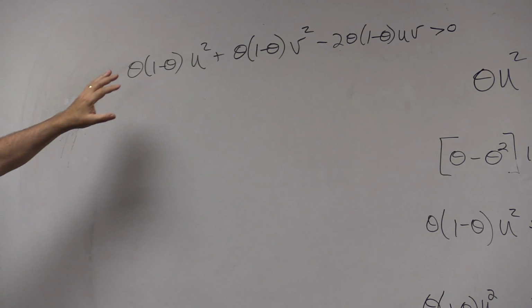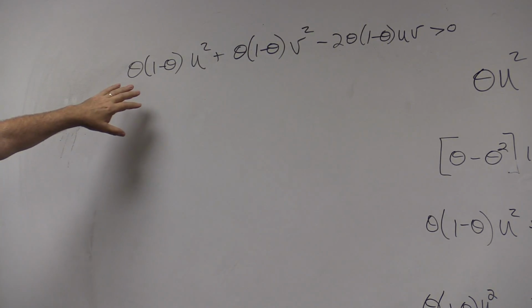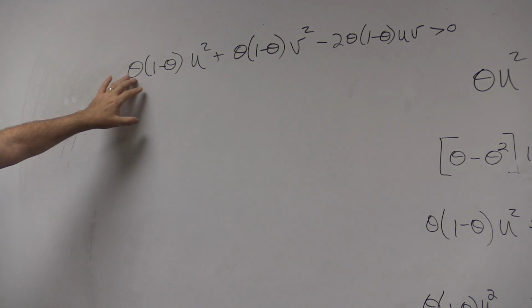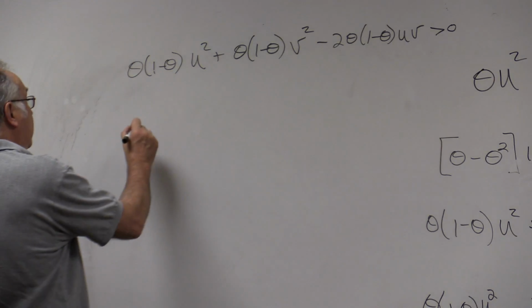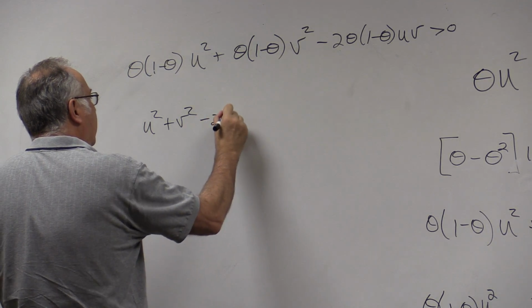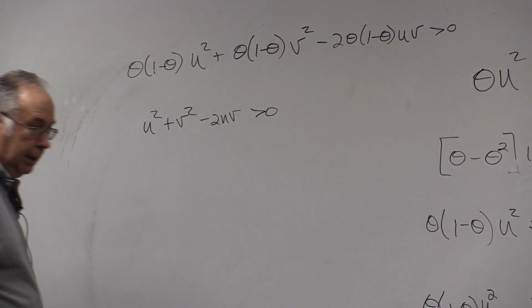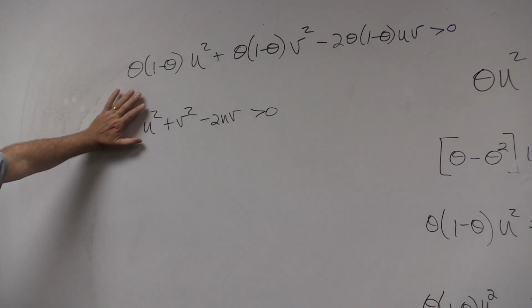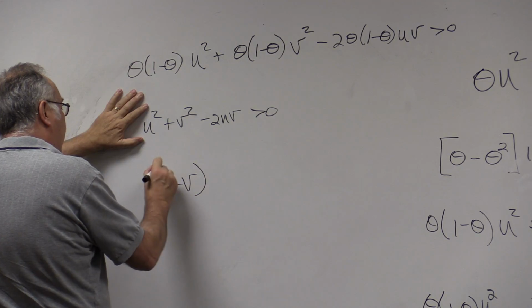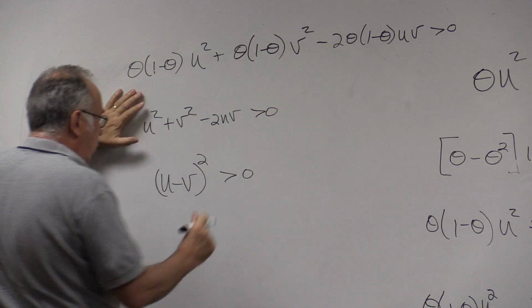Now notice you could divide through this equation by theta times 1 minus theta. Because theta is between 0 and 1, so these things will always be positive. So you could divide through both sides by that, and then the equation would just reduce to this: u squared plus v squared minus 2uv. Is that always greater than 0? And the answer is yes, because what does this reduce to? What is u squared plus v squared minus 2uv? It's just u minus v squared. And that must be greater than 0 because u and v are distinct points.